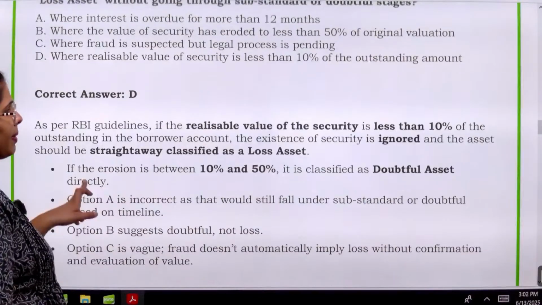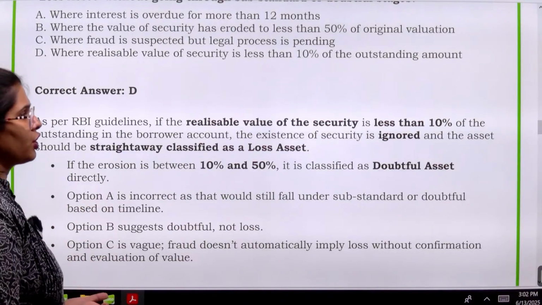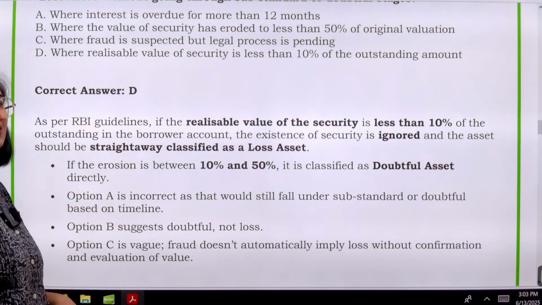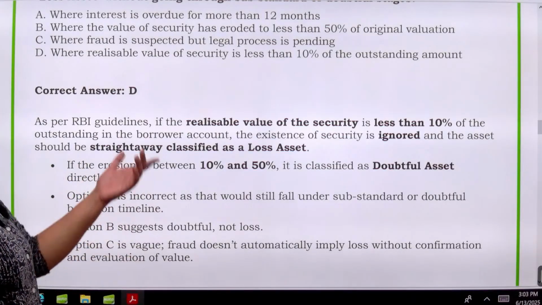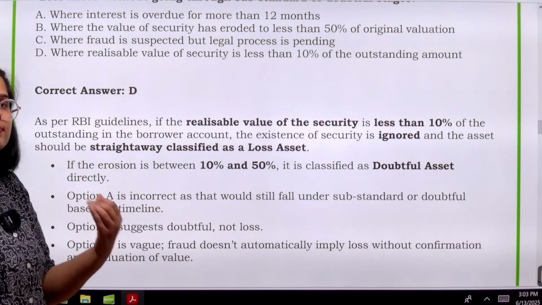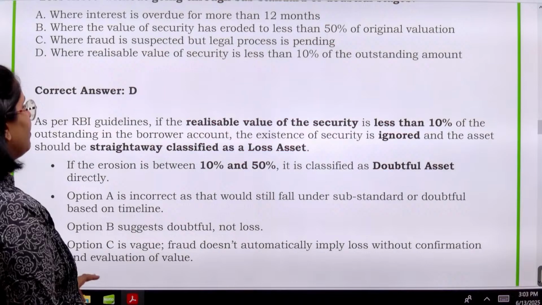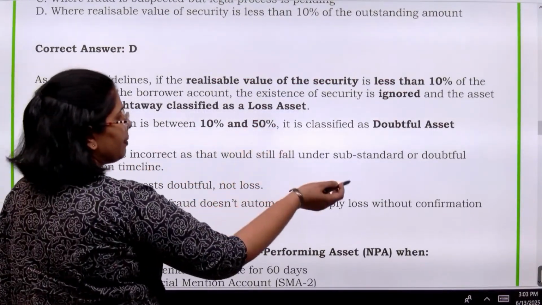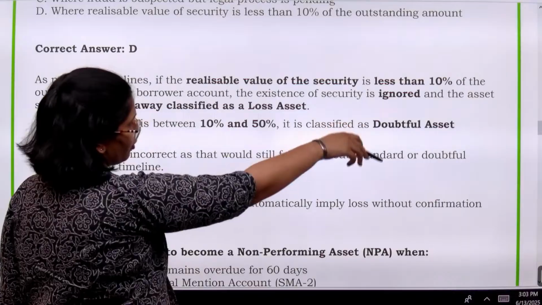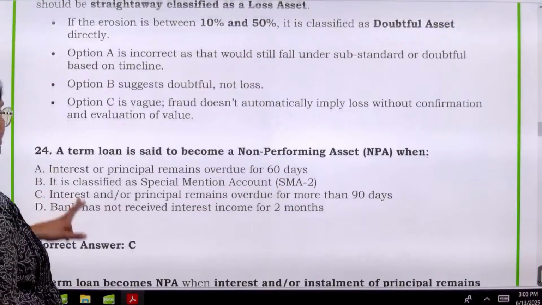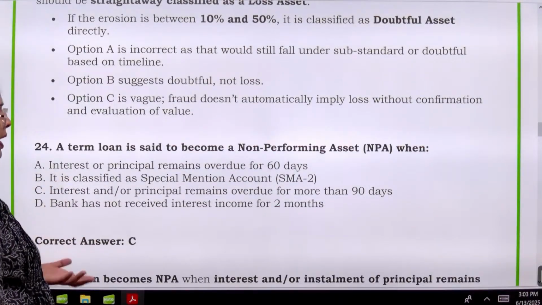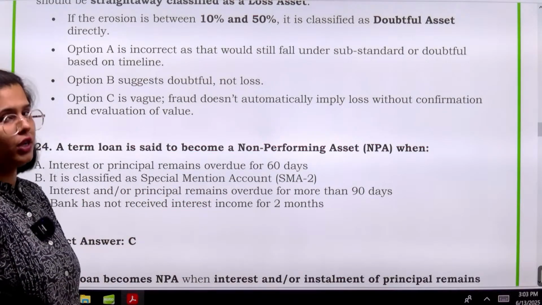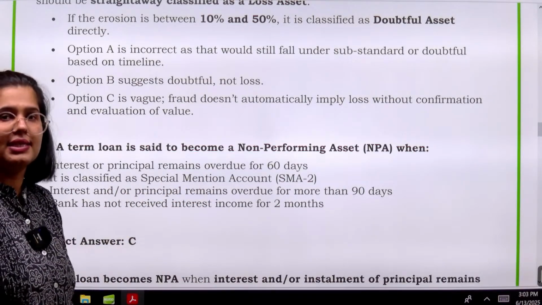As per RBI guidelines, if the realizable value of security is less than 10% of the outstanding amount, even if the security is there, it is not covering anything. So that is why we will consider it as a loss asset. If the erosion is between 10 to 50% of the value of the collateral, it would be classified as a doubtful asset. Now, a term loan is said to be an NPA when the interest or principal remains overdue for a period of more than 90 days.